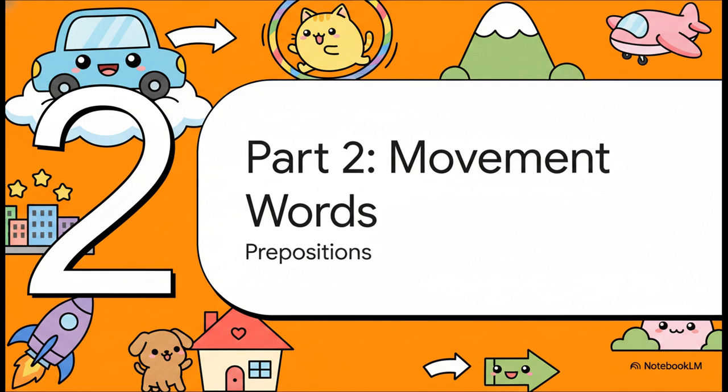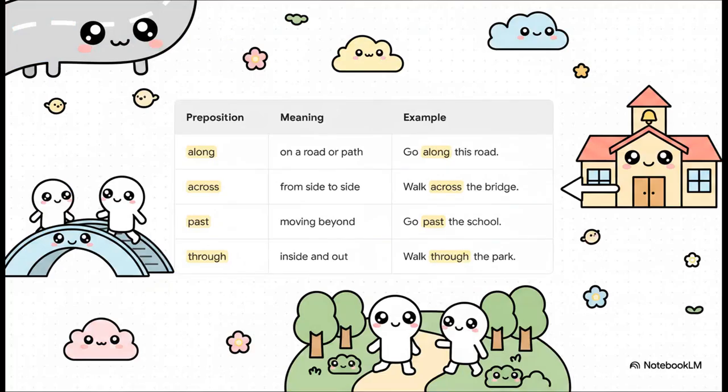To give really good directions, we need these special little words called prepositions. This table shows some of the most important ones. Let's take a look. First, we have along. This means you're moving on a road or a path. For example, go along this road. Next up, across. This means going from one side to the other, like walk across the bridge.